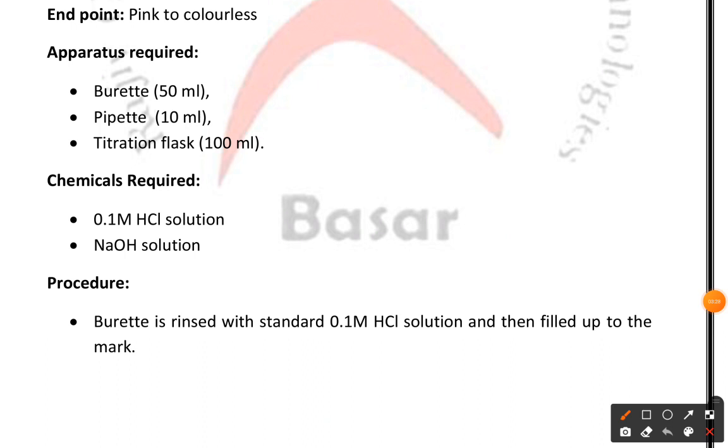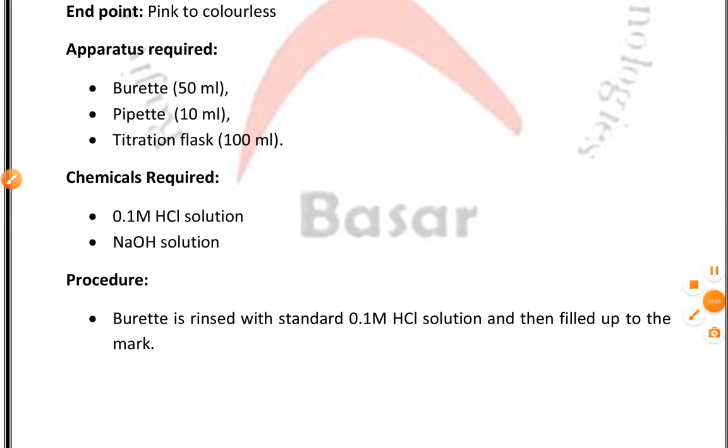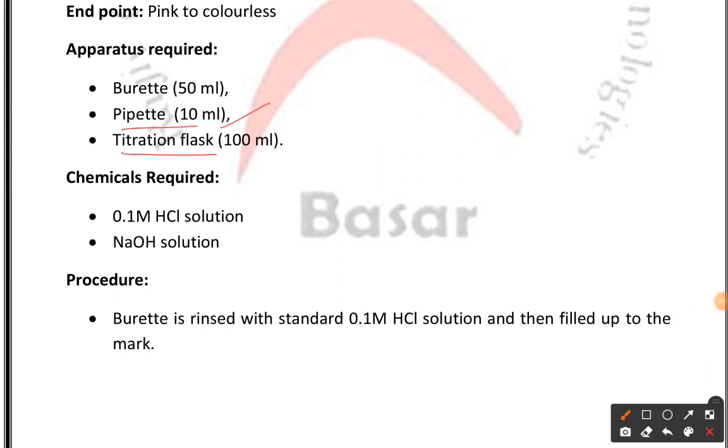Now, apparatus required. Here we have the burette, which has a 50 ml capacity. Next, the pipette, which has a 10 ml capacity. Next we have the titration flask, which may change depending on our amount. So burette, pipette, titration flask, these are the apparatus.